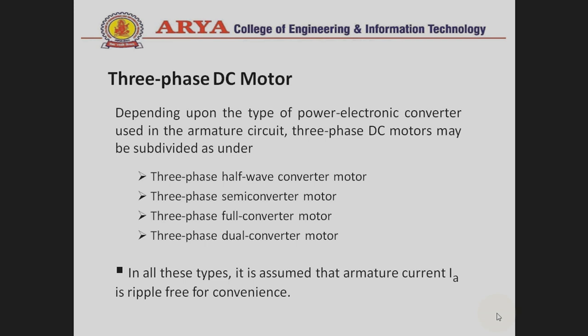A three-phase controlled converter feeds power to the armature circuit for obtaining speed below base speed, and another three-phase controlled converter is inserted in the field circuit for getting speed above the base speed.